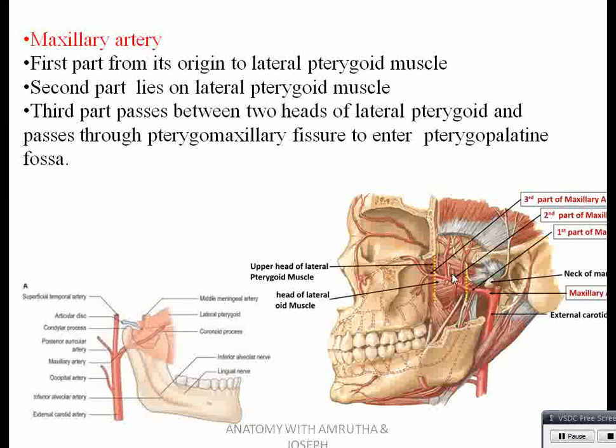The third part passes between the two heads of the lateral pterygoid and passes through the pterygomaxillary fissure to enter the pterygopalatine fossa. So the third part can pass through the heads of the lateral pterygoid muscle, reach the pterygomaxillary fissure, and enter the pterygopalatine fossa.